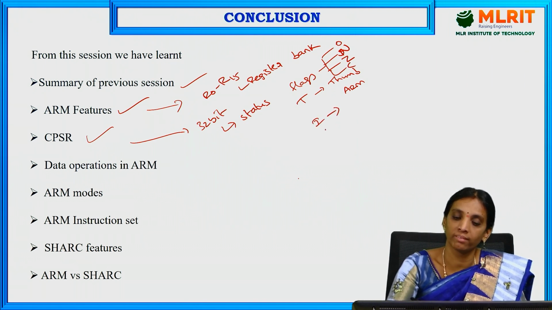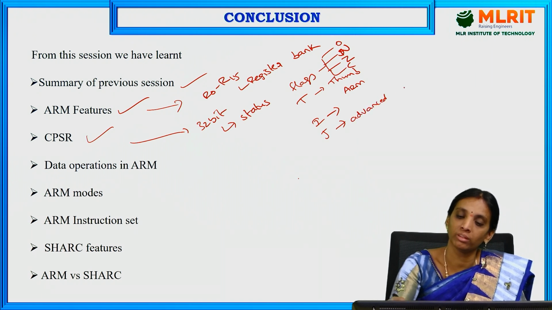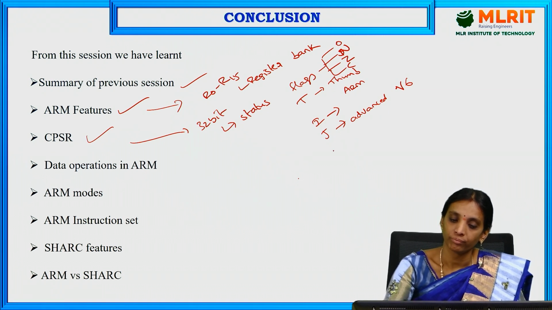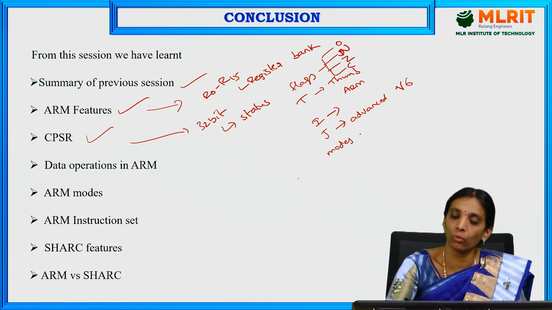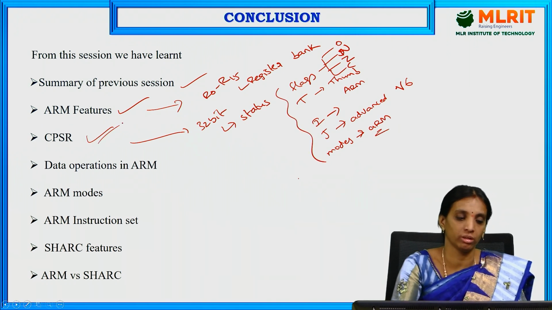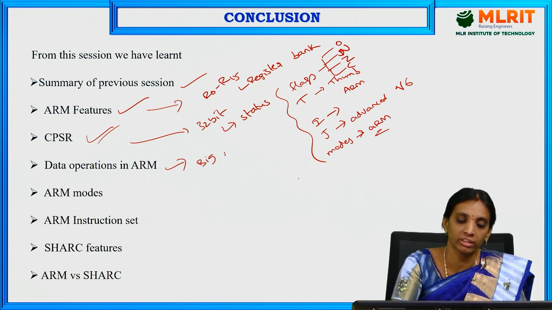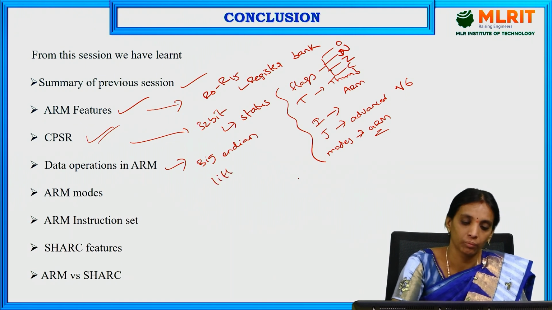Another mode is Jazelle, for advanced processors, that means for ARM V6 versions and above. Different types of modes are used for the ARM processor, and those are all indicated by the CPSR register. As for data operations in ARM, there are two types: big endian mode and little endian mode.